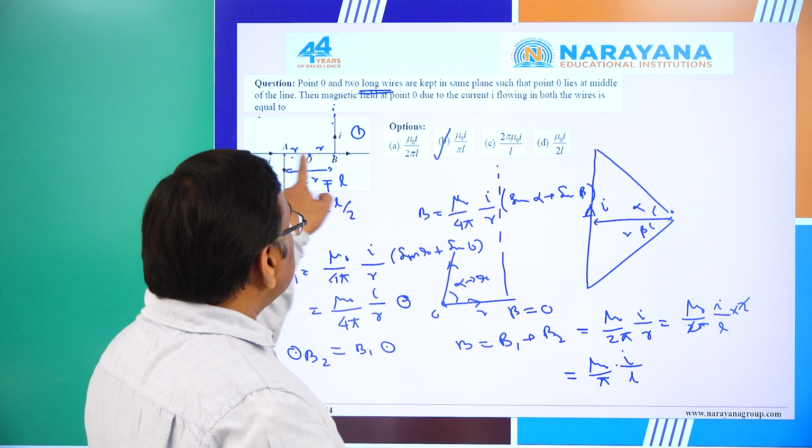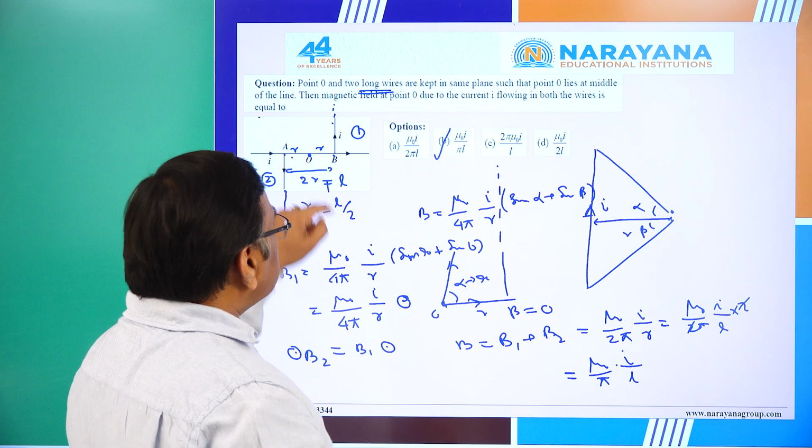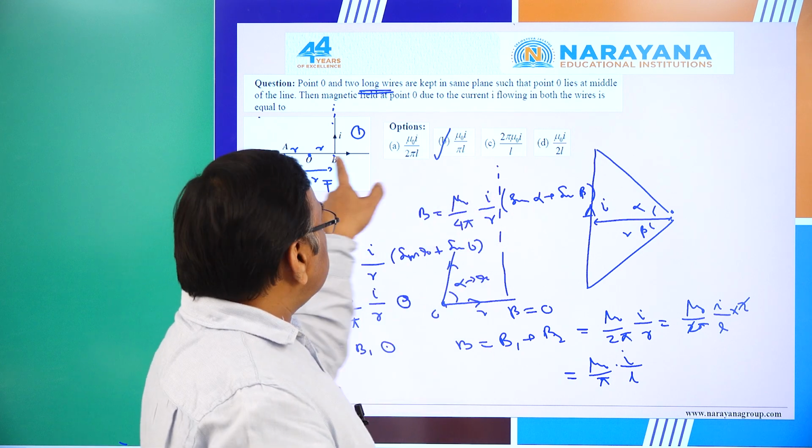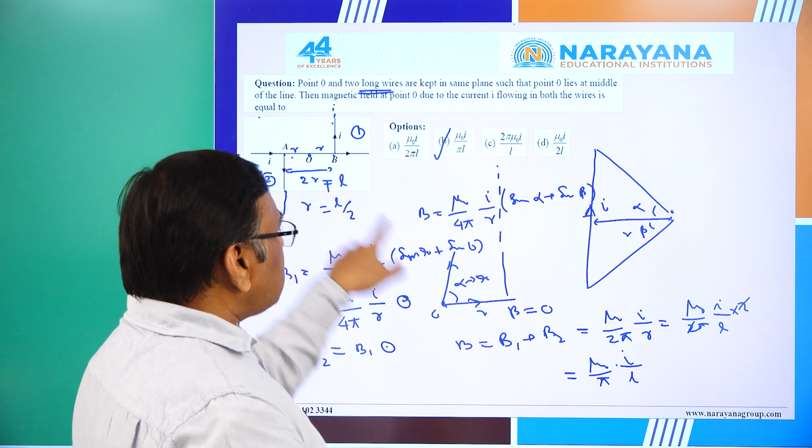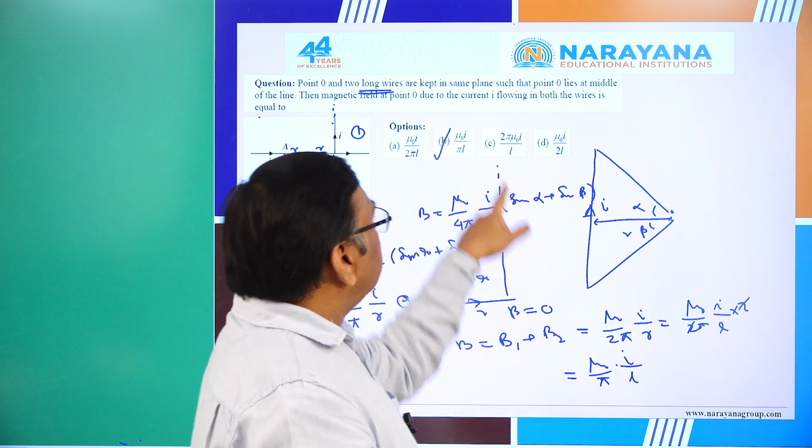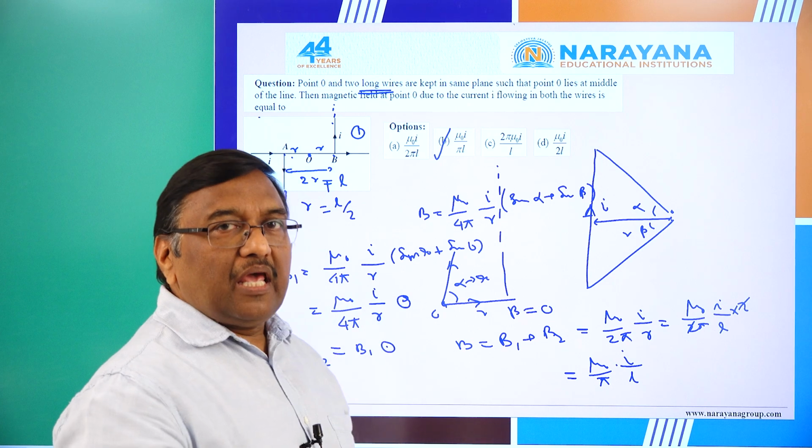But if you consider the distance from the center to be L, then obviously this total distance is going to be 2L. That means if R is taken to be L, your answer will be mu 0 upon 2 pi, I upon L.